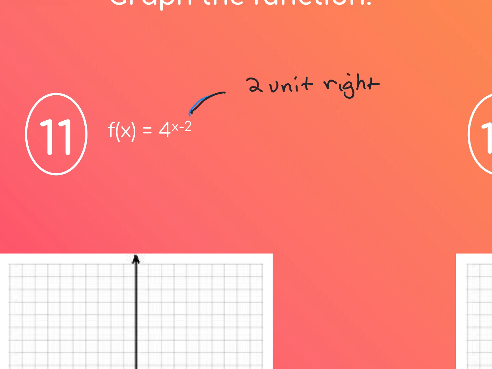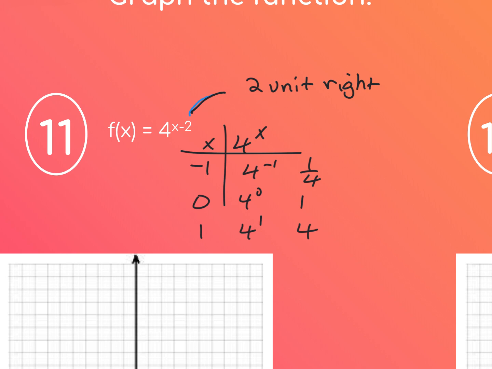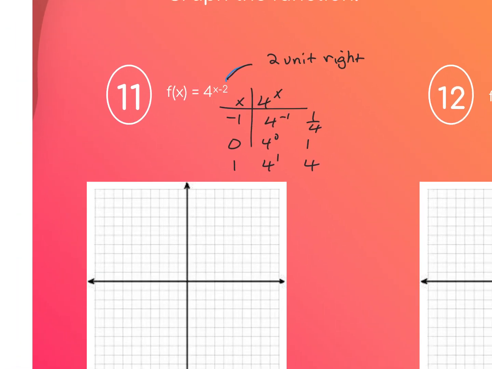So let me quickly get some ordered pairs for 4 to the x power. So plug in the same thing, -1. 4 to the -1 is just 1/4. 4 to the 0 is 1, and then 4 to the first is 4. So nice, easy ordered pairs, and then I'm going to shift them all 2 units to the right.